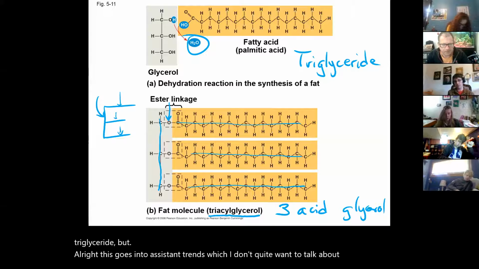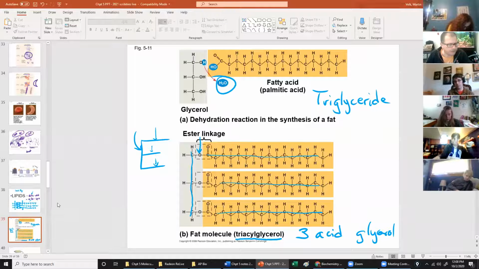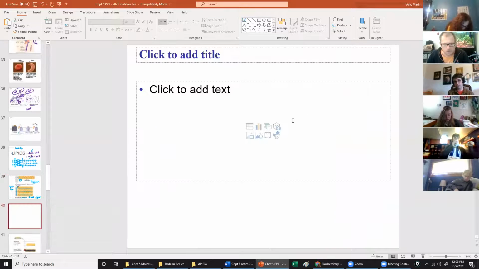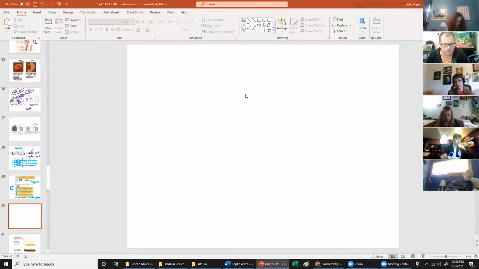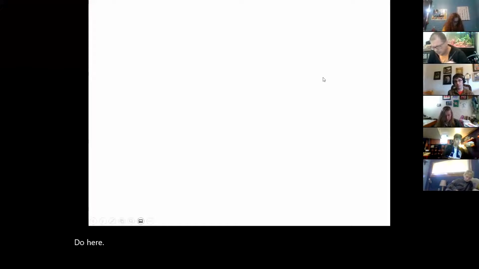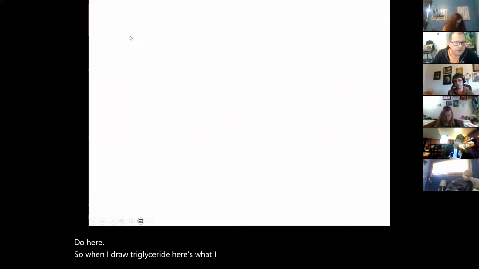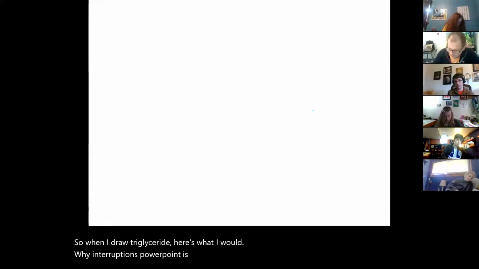Let me do something here. Let's keep these for now. We're going to insert a blank page so we can do some doodling. All right, let's see what we can do here. So when I draw a triglyceride, here's what I would do. Oopsie doopsie, pen interruptions. PowerPoint is not super virtually friendly with tablets, but it's good enough.